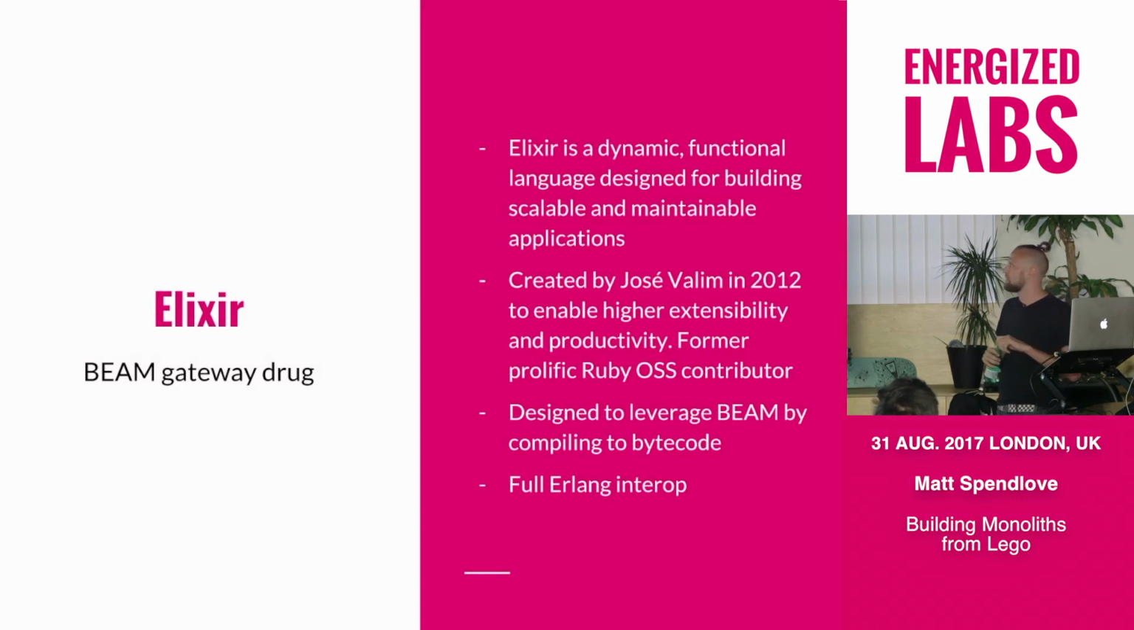So then we roll into Elixir, right? That's the Beam gateway drug. It came out in 2012 by Jose Valim, who was a prolific Ruby guy, trying to nail the concurrency problem, I think, in Ruby and deciding not to, which is probably quite smart. So, a dynamic functional language. It leverages Beam, it compiles to bytecode, and it's got full Erlang interop. So you're standing on the shoulders of all of that tech. It's been around for a long time.